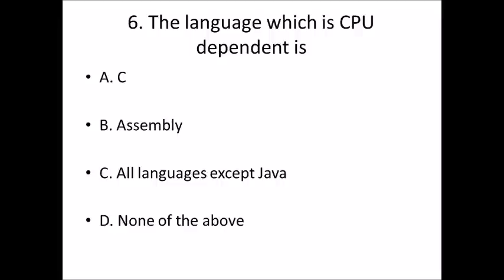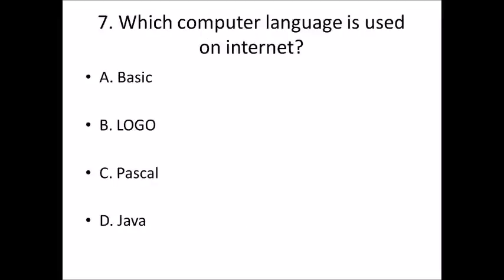Answer వచ్చేసి option C, all languages except Java. Seventh bit, which computer language is used on internet? Option A, basic. Option B, Logo. Option C, Pascal. Option D, Java. Answer guess cheyandi.